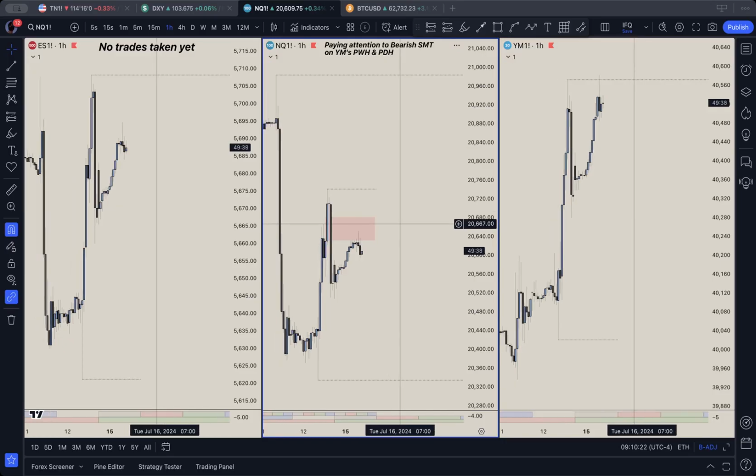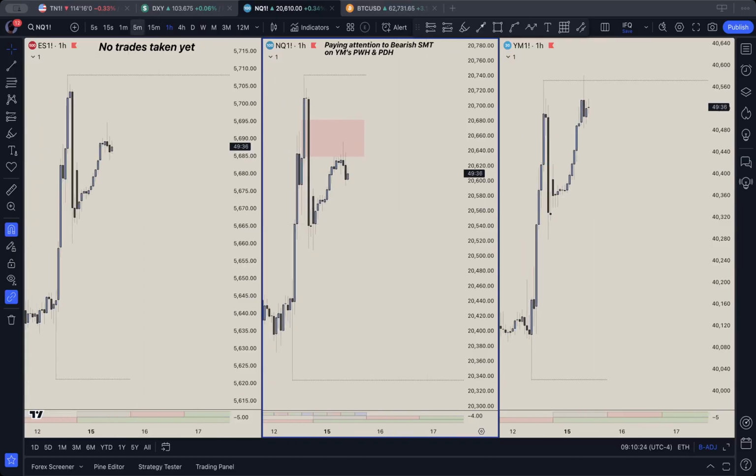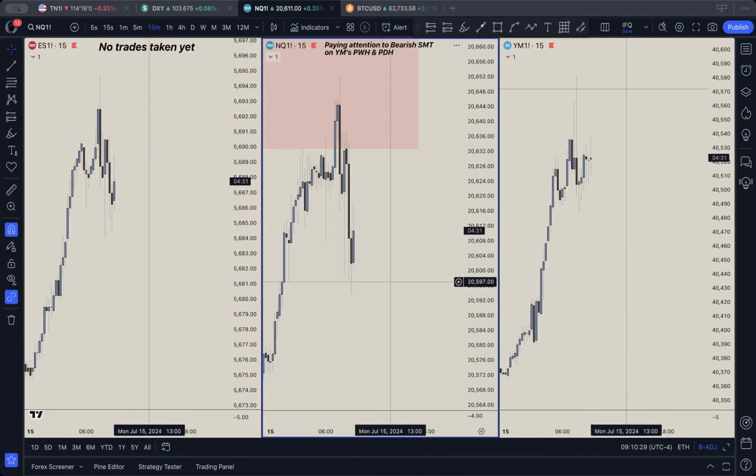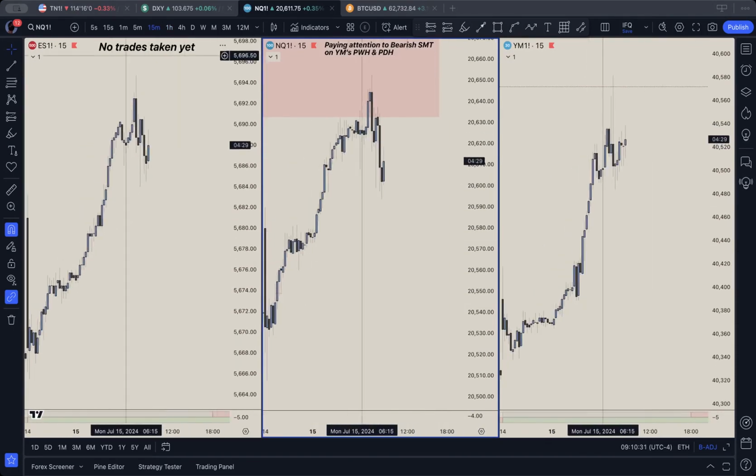But yeah, that SMT, I like that SMT because it's a time-based liquidity SMT at a time-based volatility injection.